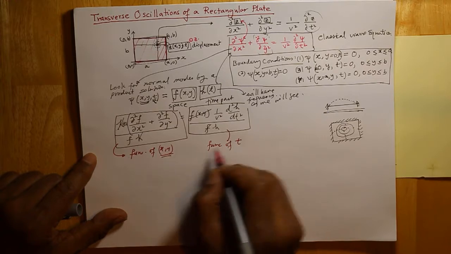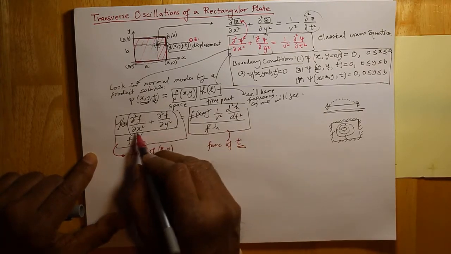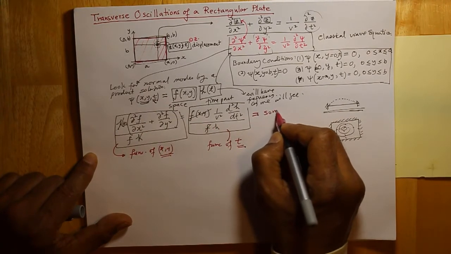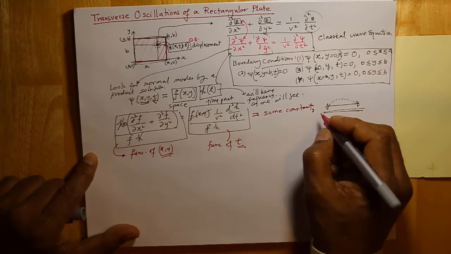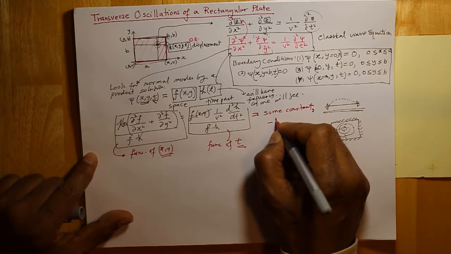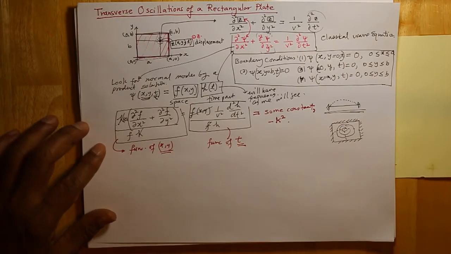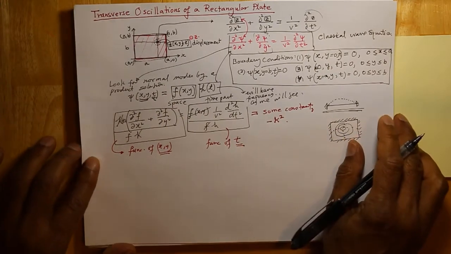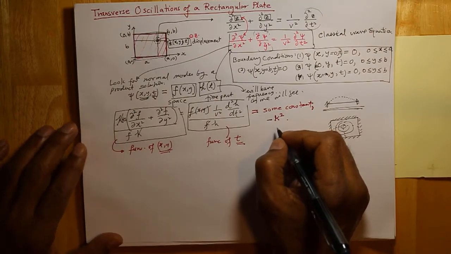And x, y, and t are independent variables, so it will be equal only if both sides equal the same constant, some constant, which we will denote now by minus k square. Okay, so we'll just call it minus k square. It's not important that it's minus or plus, but later on it will be important. But right now it is just some negative number.